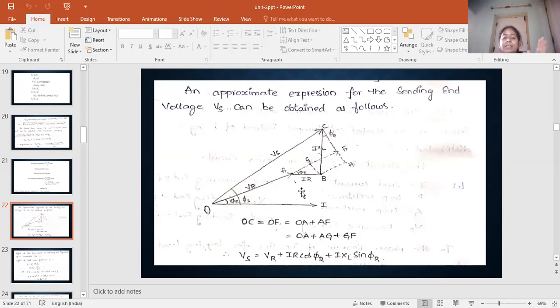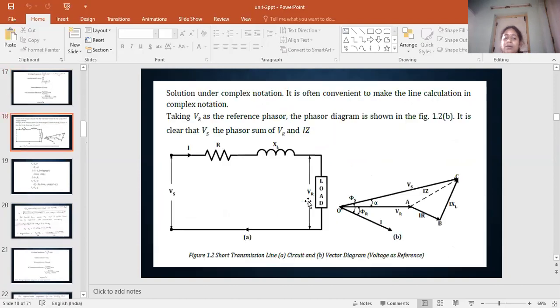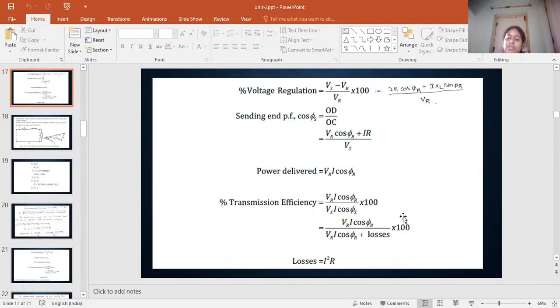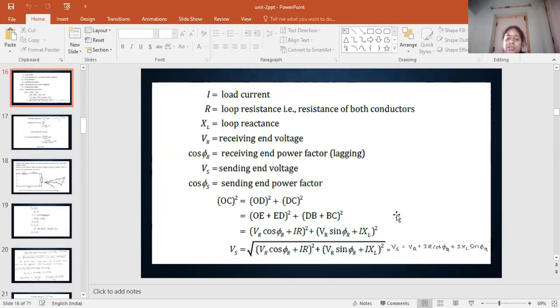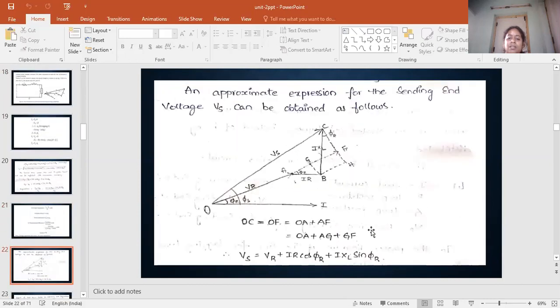Okay, particularly if the question asks only for the complex notation, we can write these expressions, taking these as the reference vector. And anyway, we can find out this sending end voltage. In these three methods, we can use any method for finding the sending voltage. Okay, this is the approximate general expression for the sending end voltage.